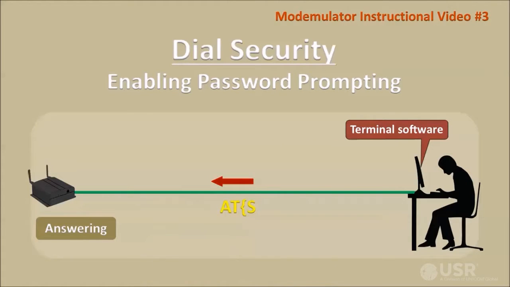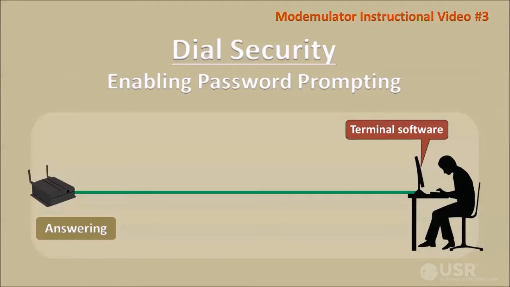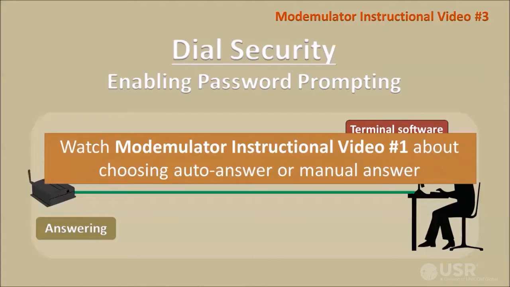Use the brace S command to display all passwords and privileges onto the terminal screen. This is a good time to choose whether the answering modemulator will answer manually or use auto answer. Watch Modemulator Instructional video number 1 for help choosing auto answer or manual answer.